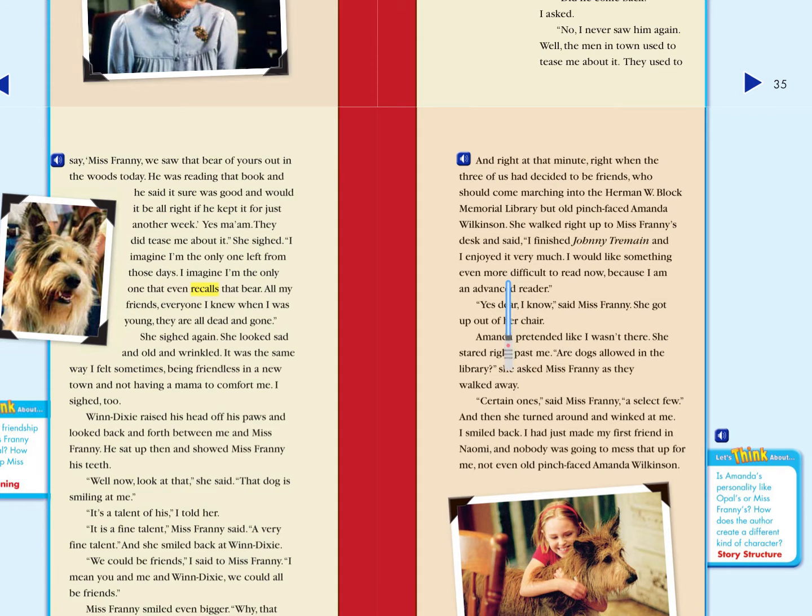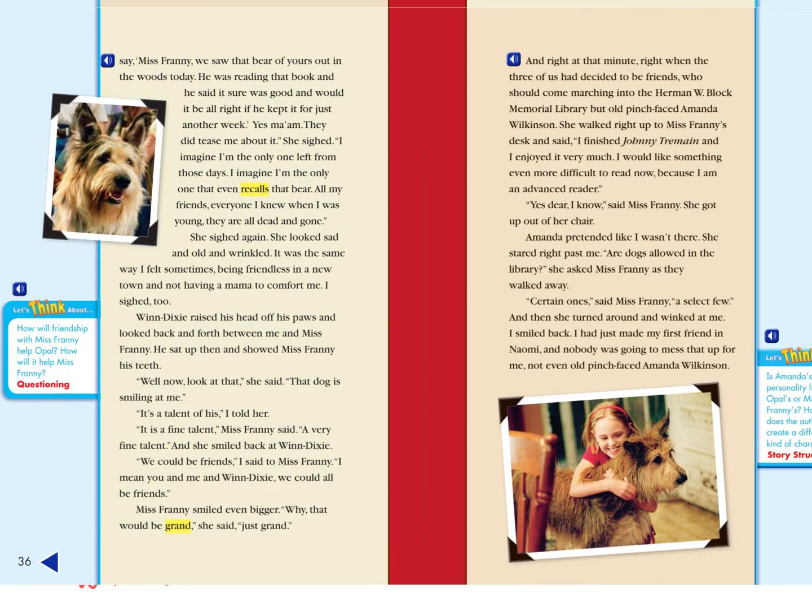Ugh, she sounds annoying. "Yes, dear, I know," said Miss Franny. She got up out of her chair. Amanda pretended like I wasn't there. She stared right past me. "Are dogs allowed in the library?" she asked Miss Franny as they walked away. "Certain ones," said Miss Franny. "A select few." And then she turned around and winked at me. I smiled back. I had just made my first friend in Naomi, and nobody was going to mess that up for me. Not even old pinch-faced Amanda Wilkinson.